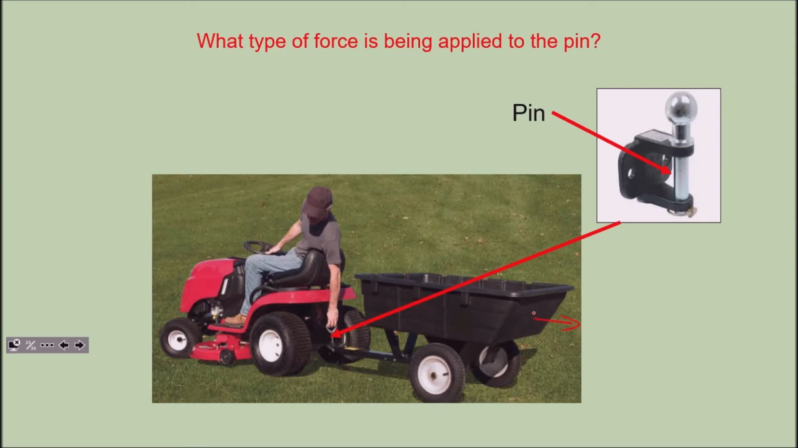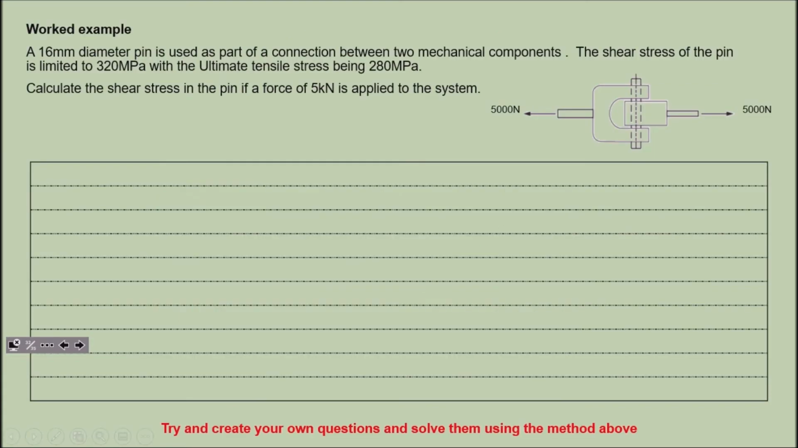We've got a trailer that, as we drive off, force will pull it in that way, and obviously we've got a force acting here as well. If you have a look at the arrangement of that, it's got a little pin there that holds the trailer onto the back of the little four-wheel drive grass cutter thing. What that causes here is shear stress in these areas. So that's an example of what this thing might look like in real life.